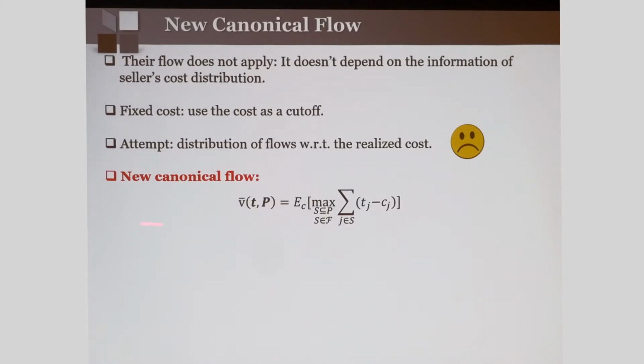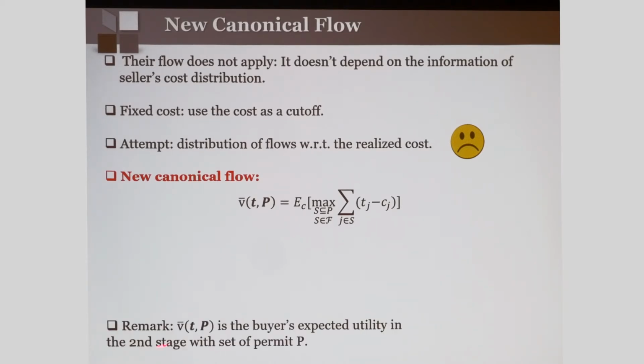We construct a new valuation V bar on the same set of type space. To understand this definition, we point out this V bar function is exactly the buyer's expected utility in the second stage of the permit selling mechanism, given that he has purchased the set of permits P on the first stage. Then we divide the region based on the largest singleton value of V bar.